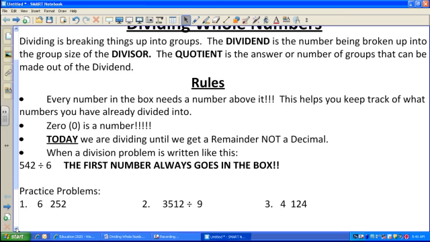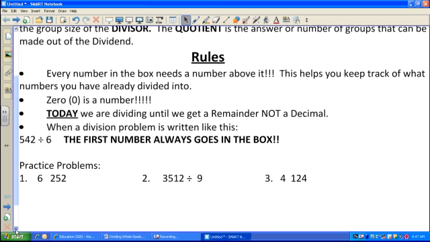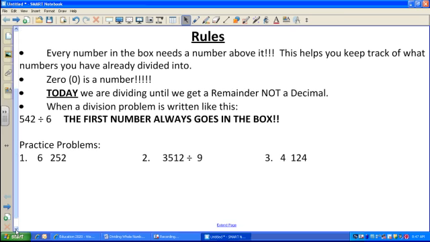When a division problem is written like this, which is 542 divided by 6, the first number always goes in the box. So you need to know how to set up a division problem properly if it's not already set up for you. So if we look at this first one, practice problem number 1, I'm going to add the line in there because that wasn't already there. So it should look something like this.